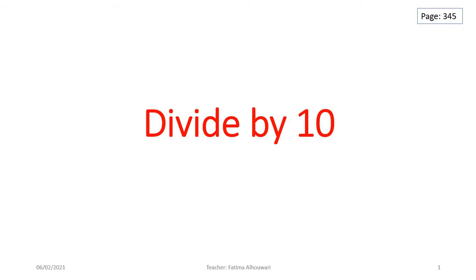Throughout this week, you have learned how to multiply by 10 and how to find the multiples of 10. Today, you are going to learn how to divide by 10.